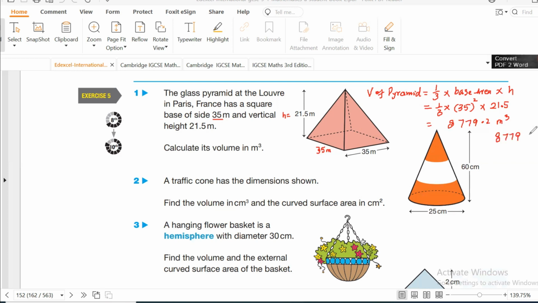Or if you want to write to three significant figures, we have to round off this one, so it's 8780 meter cubed. All answers are correct.